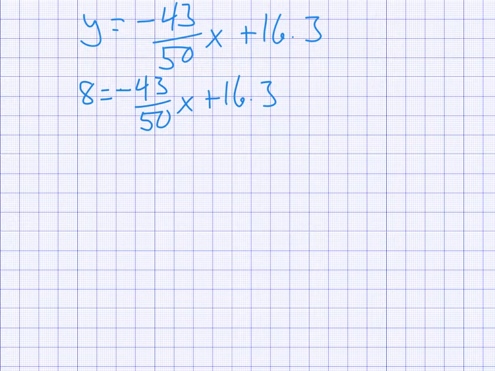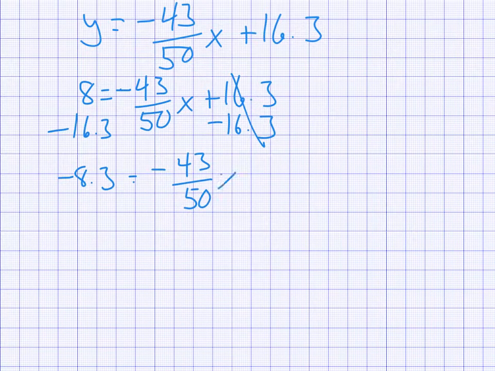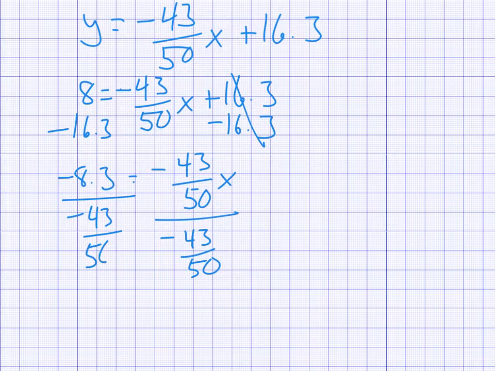If you solve this equation for x, there's a couple things you have to do. The first thing is you're going to have to subtract 16.3 from both sides. You're going to move it to the other side. They cancel out here, and over here you're going to get negative 8.3 equals negative 43 over 50x. Okay, and then the next thing is we want to get x by itself, so we're going to divide both sides by this number, negative 43 over 50. It looks complicated, but remember, you can just throw this in the calculator to get an answer out of it.